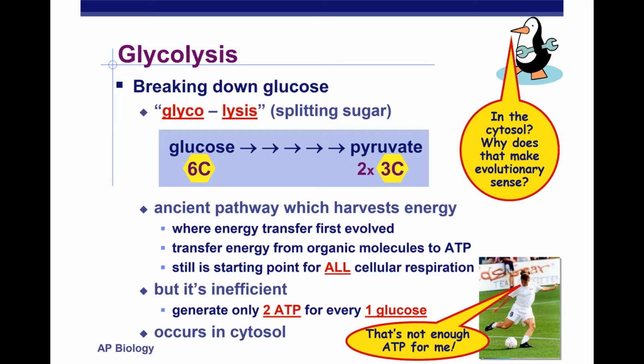It doesn't produce a lot of energy, but it's the starting point of all cellular respiration. If glycolysis didn't happen, the rest of what we are about to talk about could not take place. Like I said, not efficient. Only creates 2 ATP molecules for every glucose. So that's definitely not enough for large living systems, sometimes even small living systems, to work with.